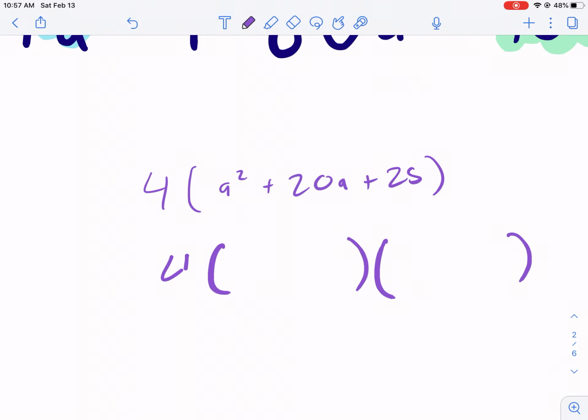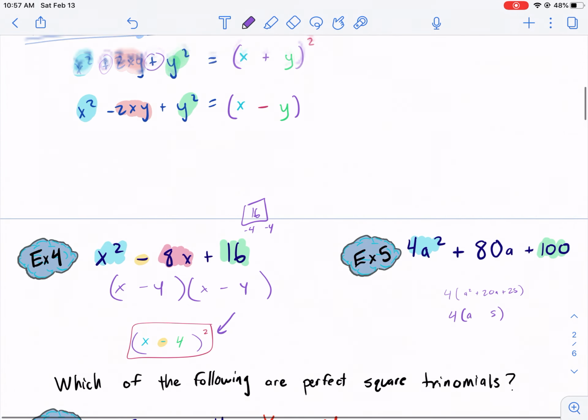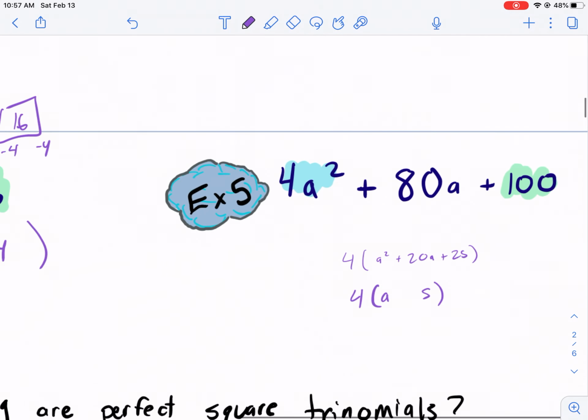Okay, we have 4 out in front. We have a, we have the square root of 25 is 5, and 5. I meant to do it like this first. Okay, if we multiply 5 times a and then double it, we get 10a. This one is not a perfect square trinomial either, okay? So example 5 is kind of tricky. It's not a perfect square trinomial.